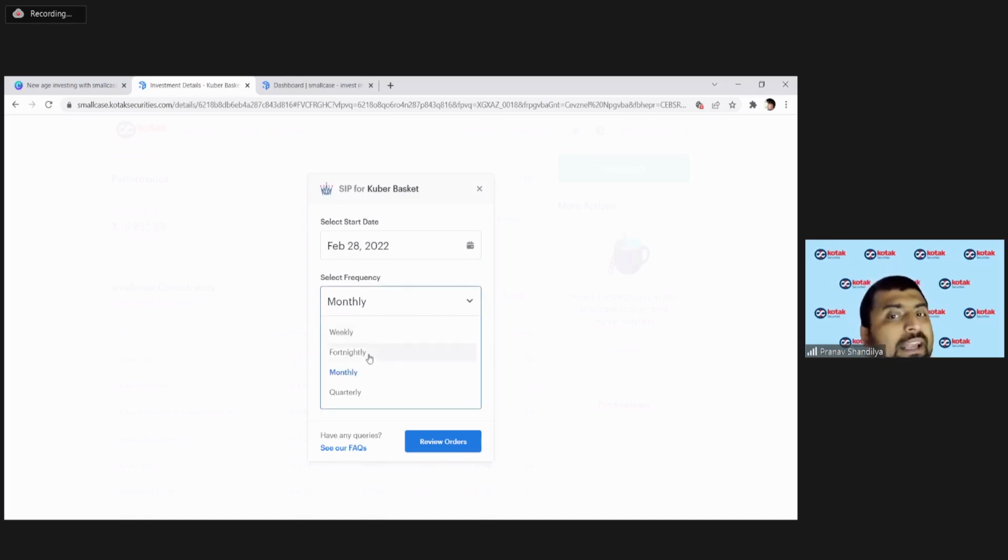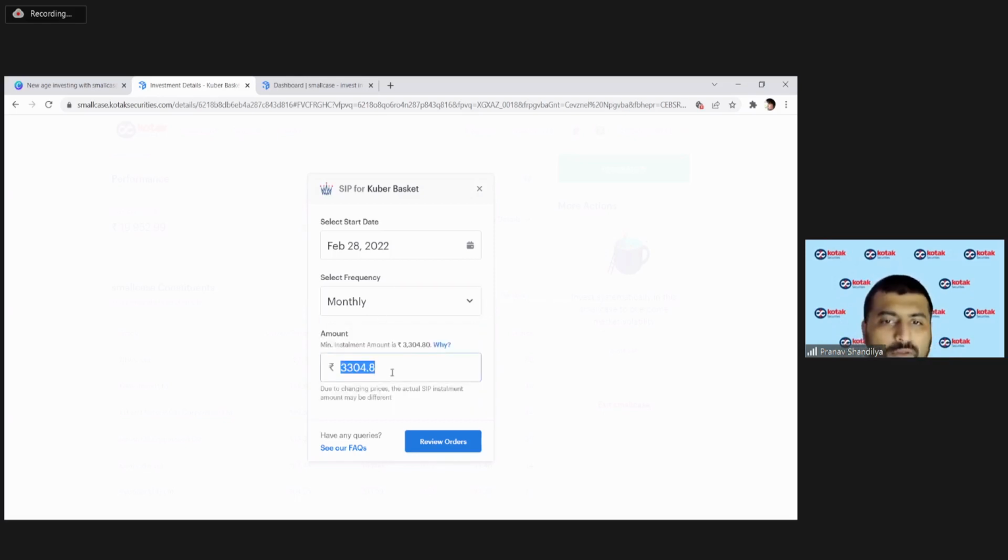And we can select any frequency of our choice. There are four frequencies available for most of the portfolios. For some portfolios, there will be 2-3 standard frequencies. Generally, you will find weekly SIP option available, fortnightly, that is once in 2 weeks. Then we have monthly, once in a month, and quarterly, that is once in a quarter. So you can select any SIP frequency you want.